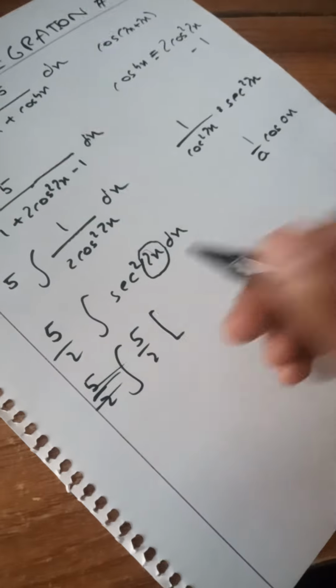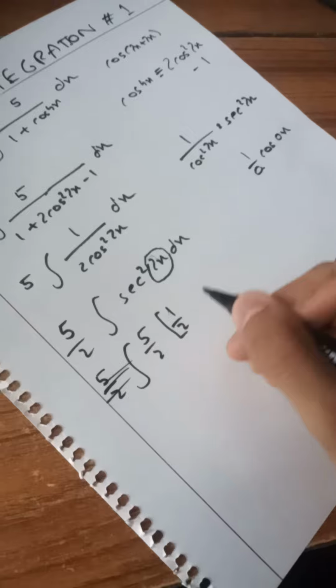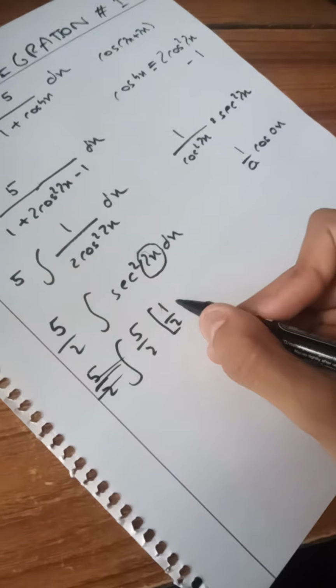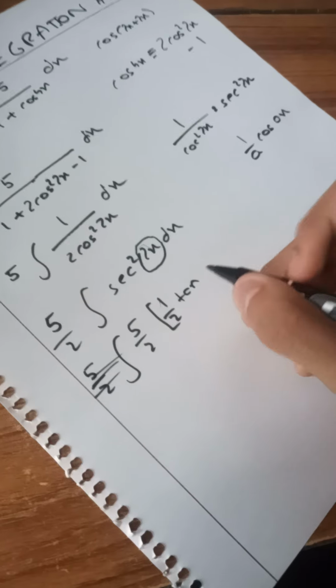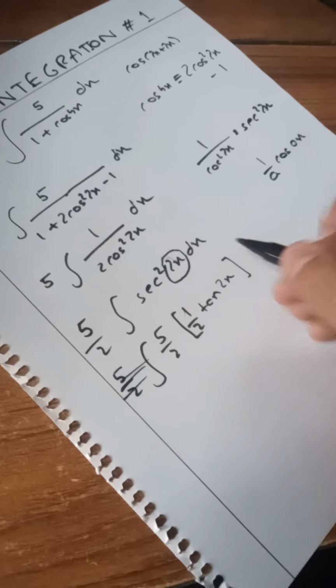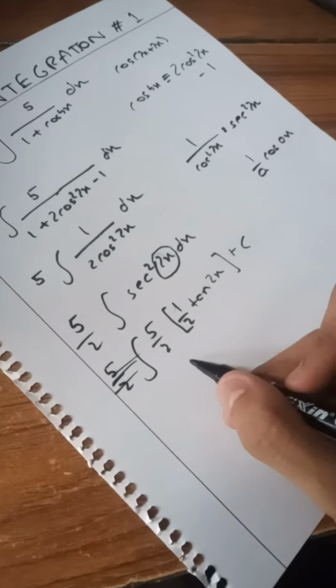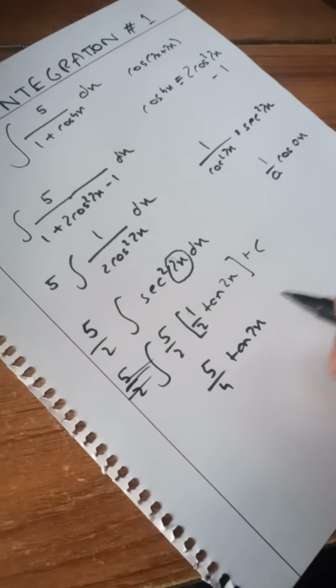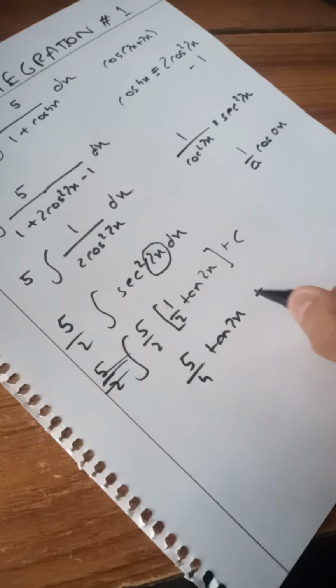Of course, I'm sorry if I'm not being clear here. I'll explain the rules in another video. This is just a normal problem that I'm going to solve. So tan 2x. Okay, we're done. This is the answer, 1 by 4 tan 2x plus c.